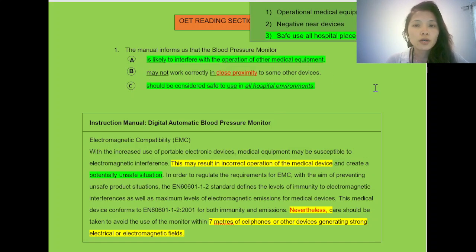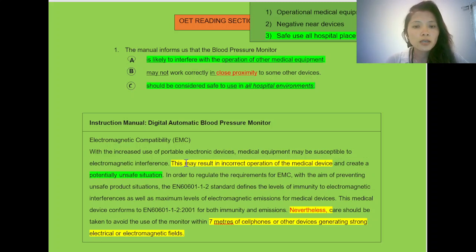Am I correct? So am I clear to you all? So hopefully I have cleared your doubt. This is the way to tackle it when you are getting these three questions, A, B, C. When you are finished with the reading, just keep in mind operational medical equipment, it is interfering, as well as negative near the devices, as well as safe use in hospital places. In all the hospital places, that is not mentioned. I cannot see it here, and operational medical equipment is there, but they are clearly talking about this may.